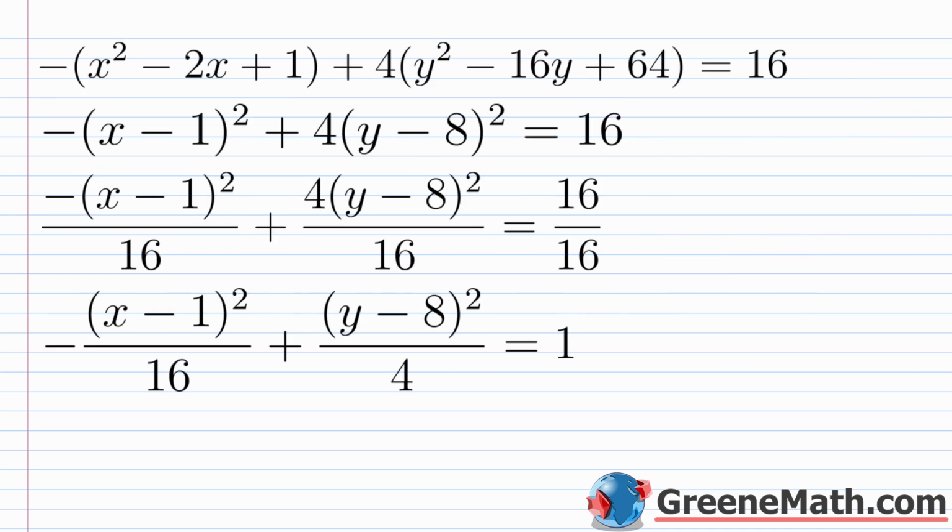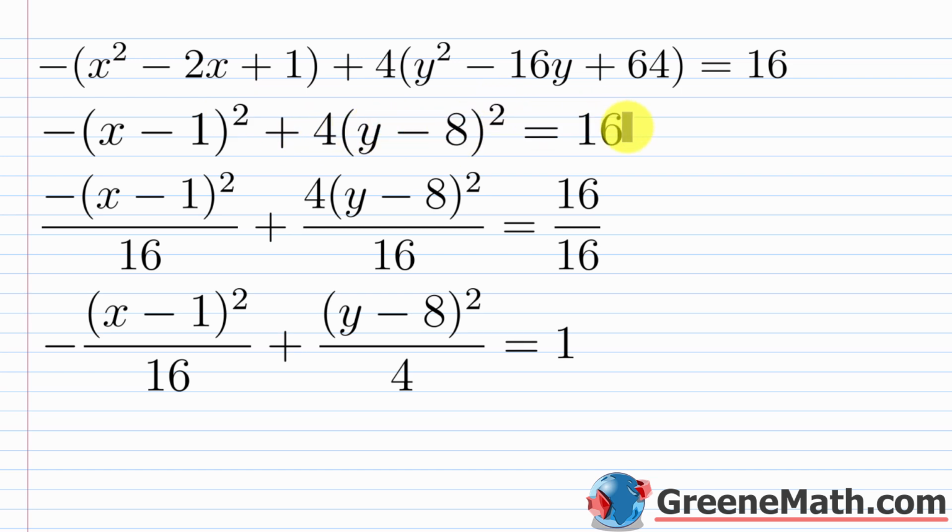And then all we're going to do is factor each perfect square trinomial. Again, when we cut this in half, we got negative 1. When we cut this in half, we got negative 8. So that's how we do our factoring. So this would be the negative of the quantity x minus 1 squared plus 4 times the quantity y minus 8 squared is equal to 16.